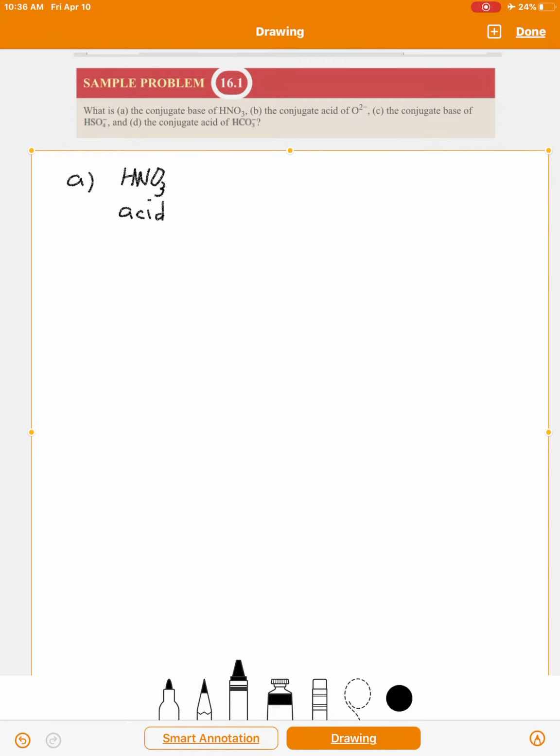So just look at it this way. Donate an H+, and that'll be the conjugate base. That's all you've got to do. One way to do this is to break it up into two separate ions. Just take the H+ off, and you're left with NO3 minus. And so this would be the conjugate base. Okay, it's that simple. Let's try letter B.